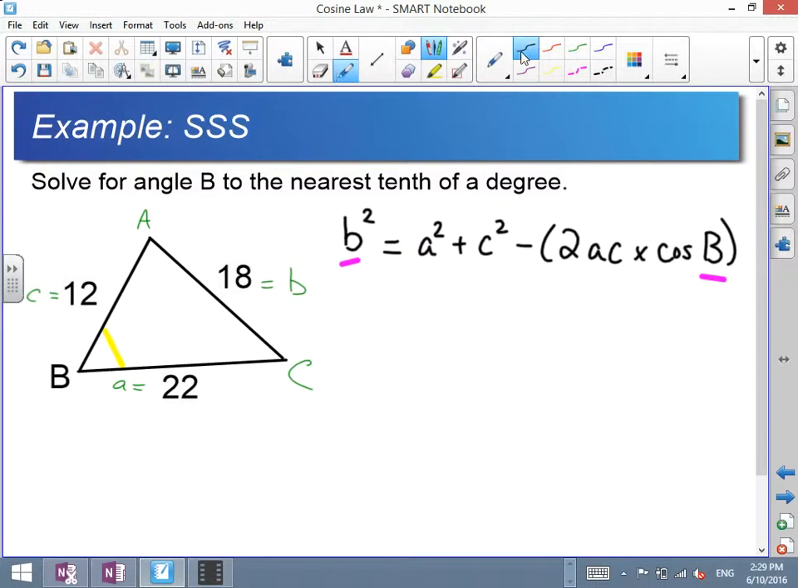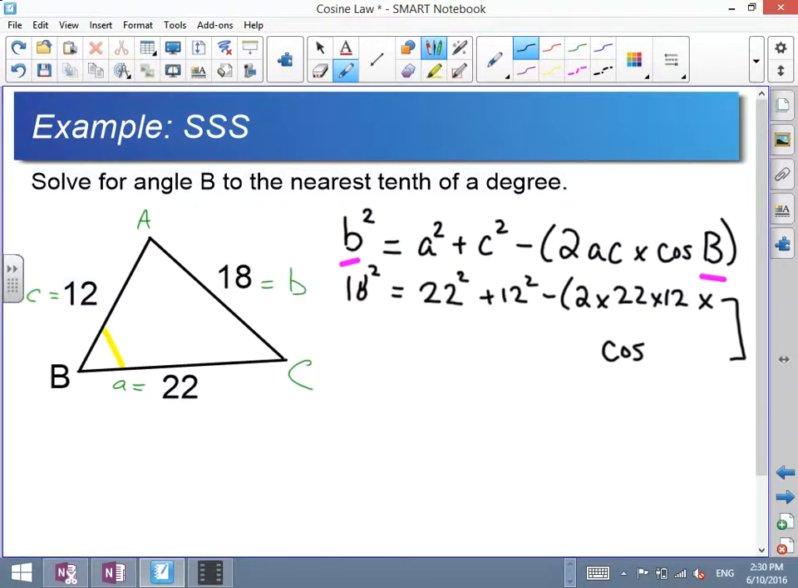So let's substitute the given information. We know that 18 is b, so let's throw that in there. And we have all the other values. a is 22, c is 12, and then we'll continue substituting the values in. You're welcome to use a series of brackets to indicate multiplication, but I'm going to use a multiplication symbol. And now that I'm running out of room, I'm just going to drop down to the next line and finish off with multiplying by the cosine of B.